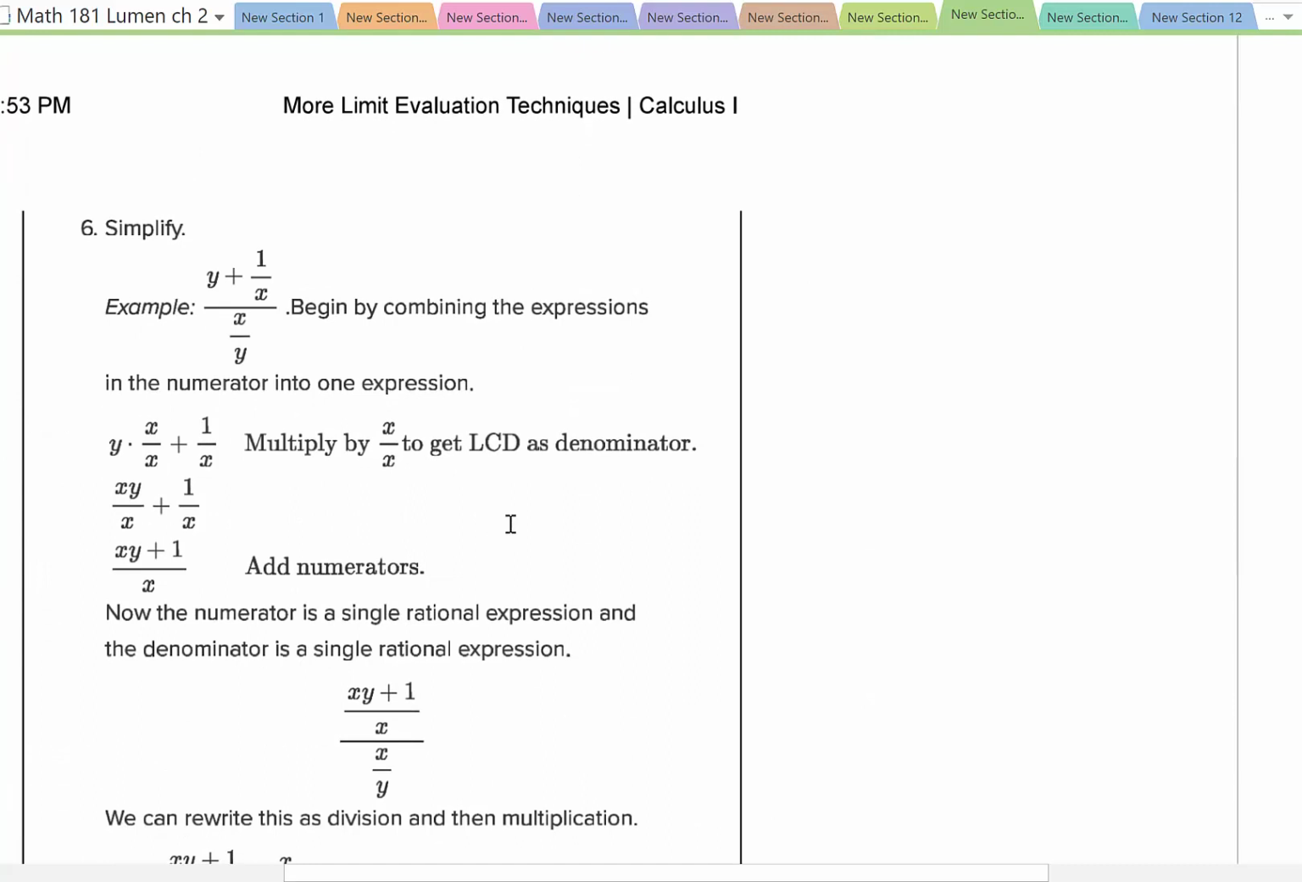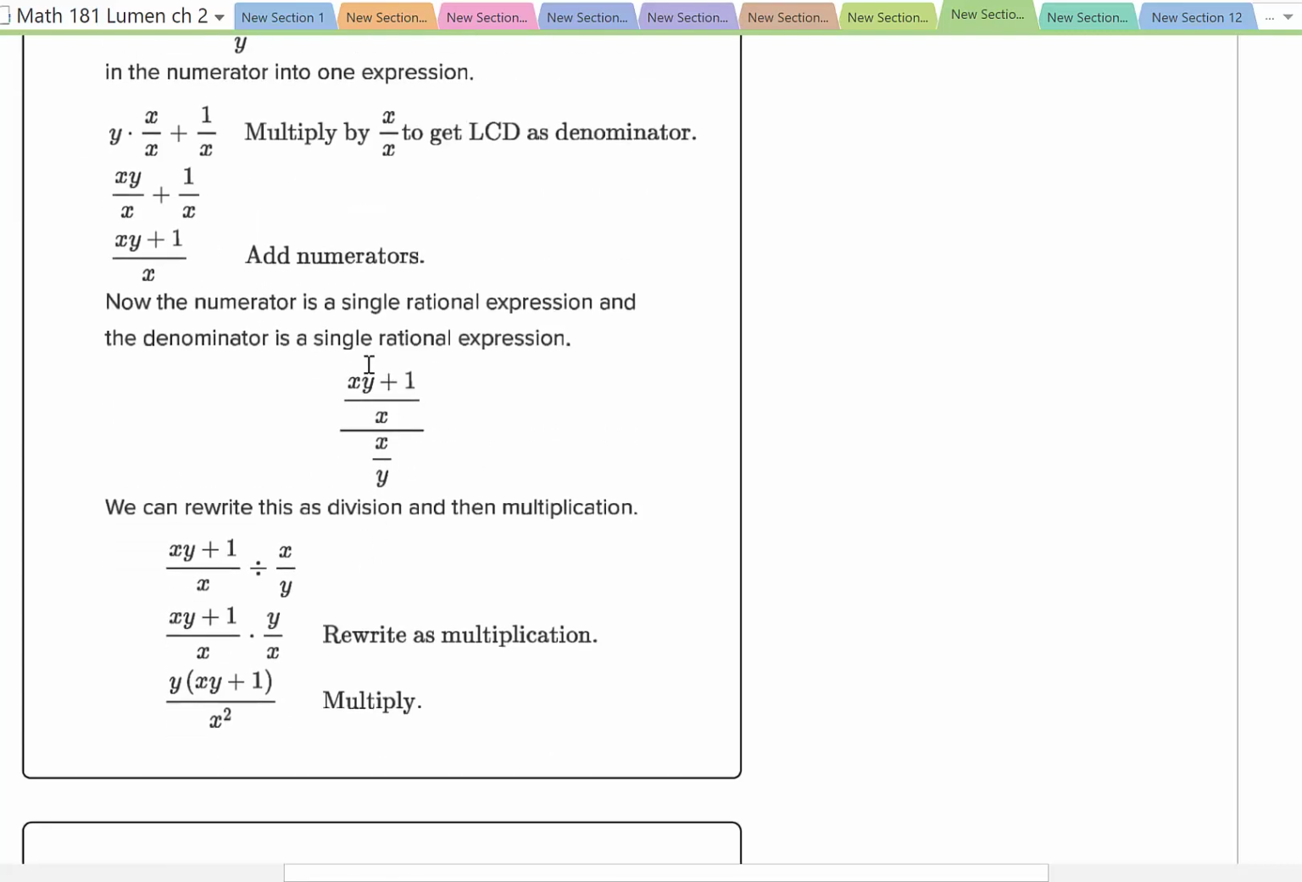Okay, so here's an example of that. They're going to combine the numerator. So that's y over 1 plus 1 over x. You're going to multiply the y by x over x to get xy over x plus 1 over x, or xy plus 1 over x. So you have a single term on top, a single term on bottom. That means the top one's being divided by the bottom, or the top one's being multiplied by the reciprocal of the bottom. And then that's what you get.